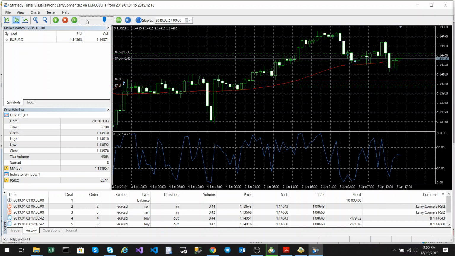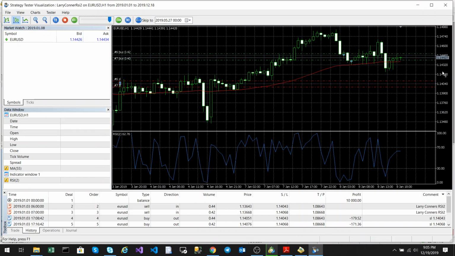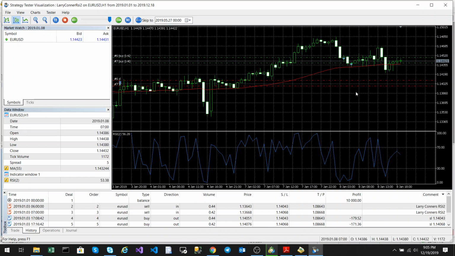Let's just slow this down quickly and we'll let it run. Okay, we could go a little bit faster than that. So as you can see, I've got quite a tight stop loss here because this is a high risk strategy and there is a chance that the trades turn against you. So I'd keep a tight stop loss and take profit as quickly as you can.